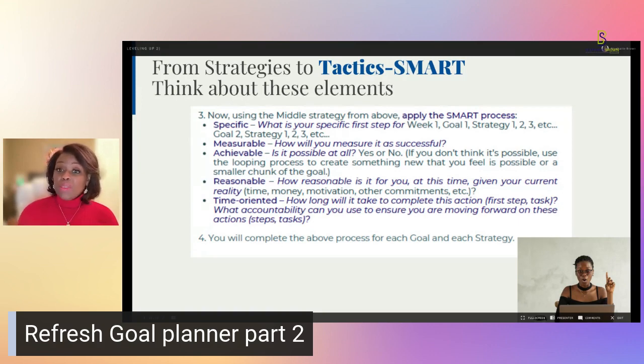Now, if you have a lot of goals and you have a lot of strategies, this step might feel overwhelming. Keep it simple. Stick to one goal and maybe even just one or two strategies to start with. That way, you don't have that many tactics that you have to deal with in the beginning. And then once you get really good at it and you become really proficient, then you can start adding on more strategies and more tactics.